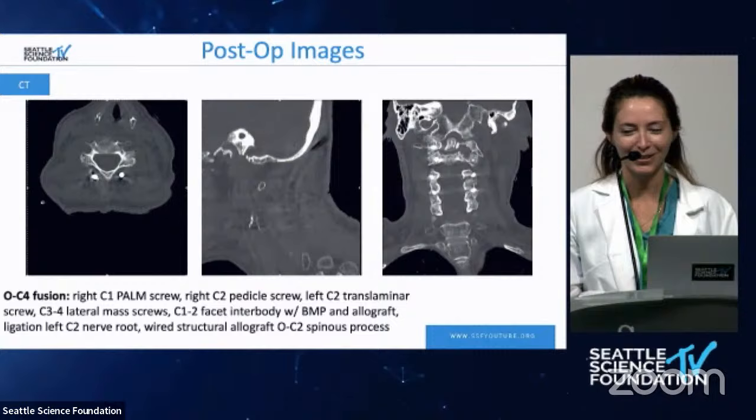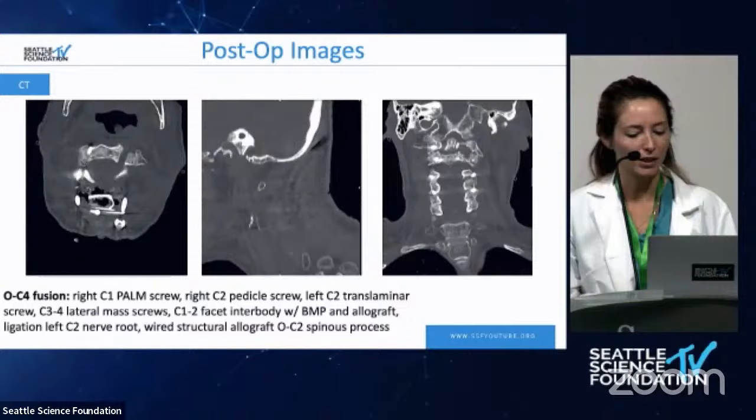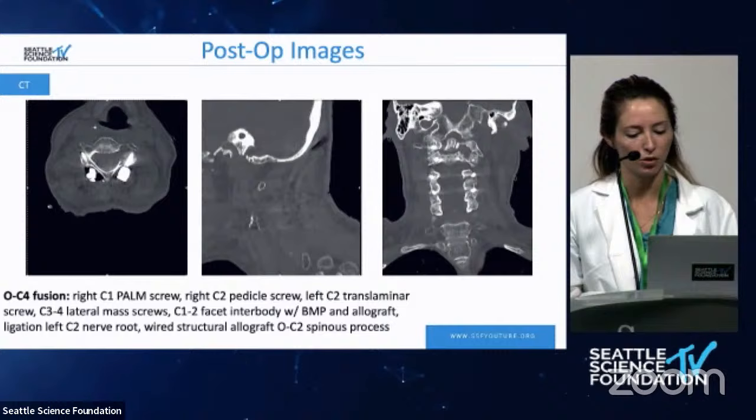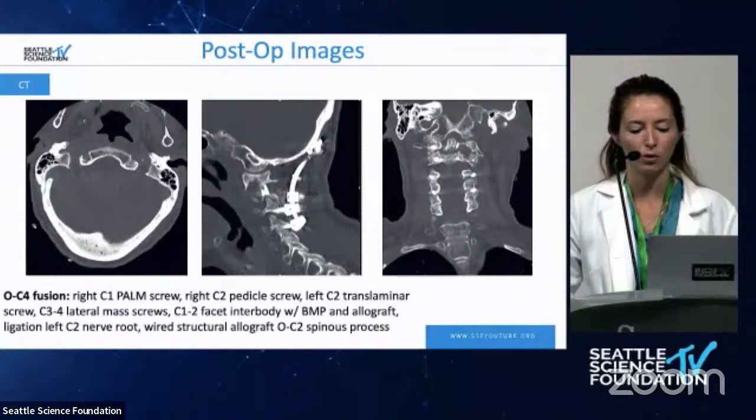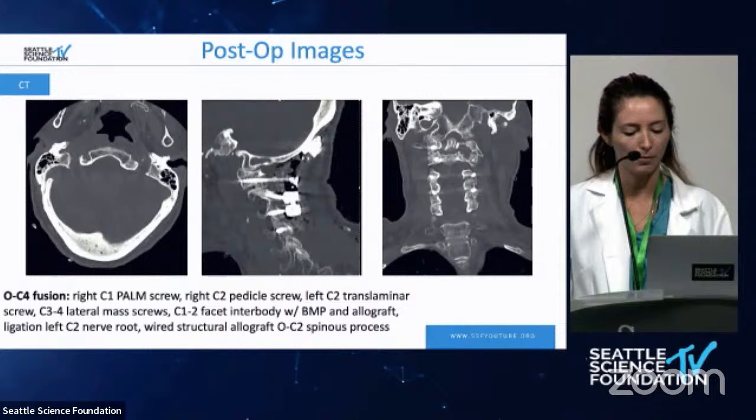We then placed our instrumentation from O to C4. Of note, the C1 lateral mass was so eroded that we couldn't fit a screw there, and the left C2 was so eroded that we placed a translaminar screw. We then did open reductions of the bilateral C1-2 joints using allograft. It was a modified ACDF spacer with BMP.